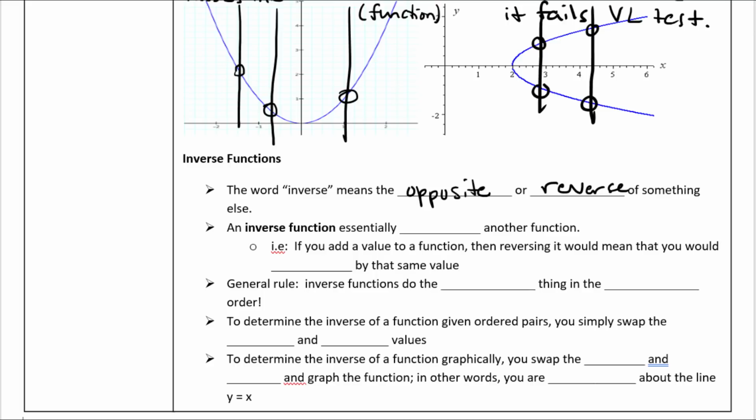So in other words, the inverse function essentially undoes another function, since it does a reverse. For example, if you added a value to a function, then reversing it would mean that you would have to subtract that same value. And now it essentially does the opposite, the reverse, and undoes the function. So the general rule is that inverse functions do the opposite thing in the opposite order.